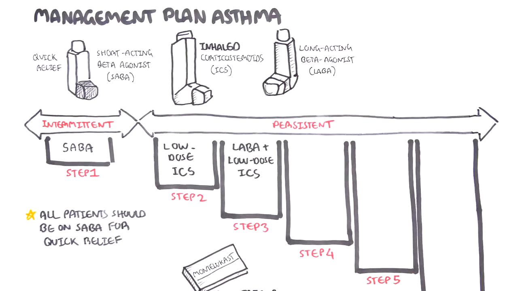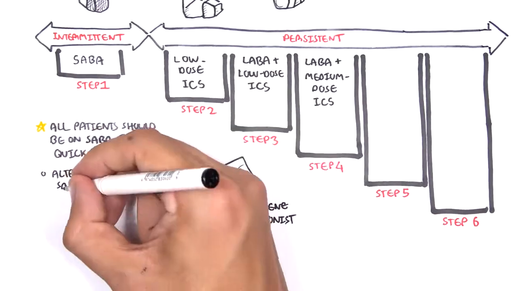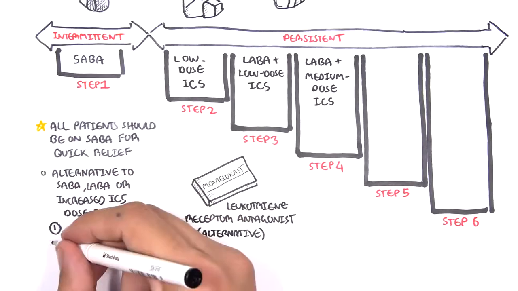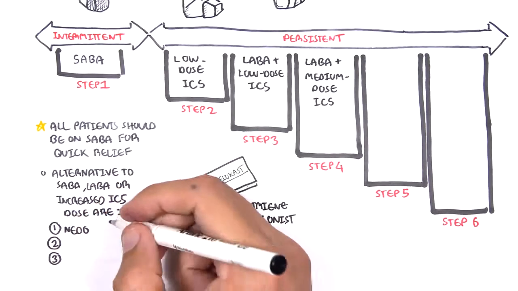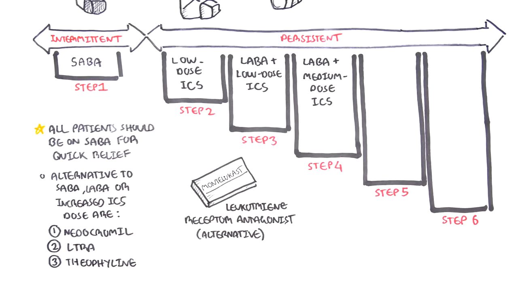Step 4. A long-acting beta agonist can be used together with medium-dose inhaled corticosteroids and short-acting beta agonists. Alternatives to the short-acting beta agonist, the long-acting beta agonist, or the inhaled corticosteroid dose are medications such as nedocromil, the leukotriene receptor antagonist, as I mentioned earlier, and theophylline. These medications, again, can be used as alternatives to the SABA, LABA, and the ICS.